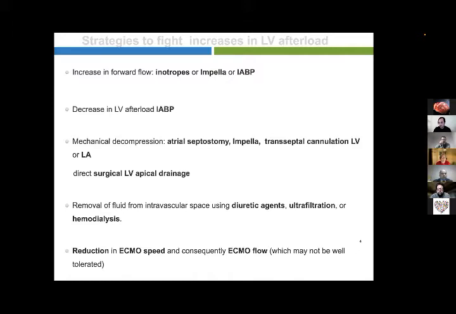We can do some crazy stuff, like mechanical decompression with arterial septostomy by the surgeon, or implant an impeller, or transeptal cannulation of the LV or LA, which are pretty invasive maneuvers, or direct surgical LV apical drainage. In intensive medicine, we also remove fluid from the intravascular space by diuretics or ultrafiltration. As well, we can reduce ECMO speed, which will reduce ECMO flow, but often it's not well tolerated by our patients.